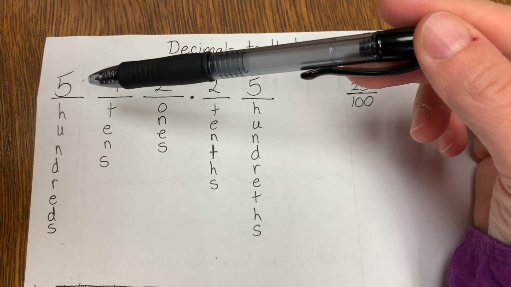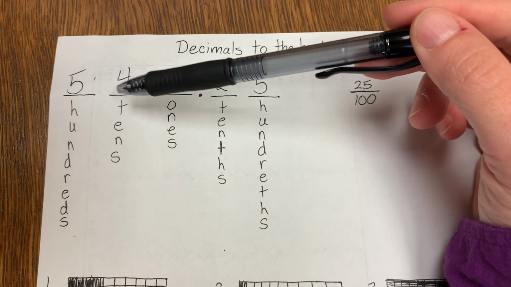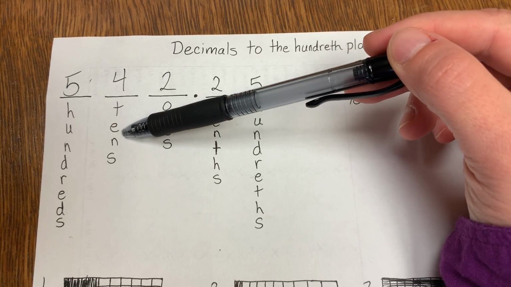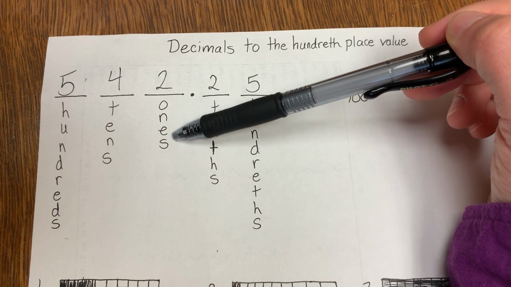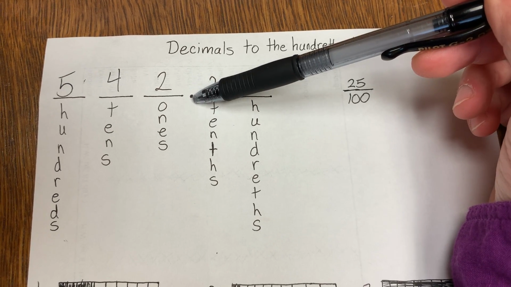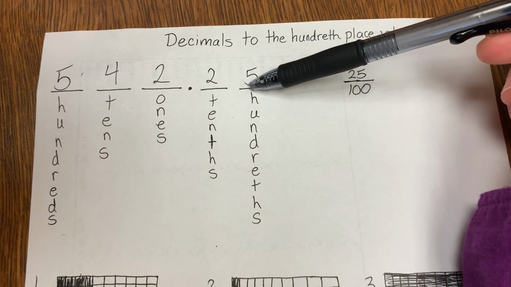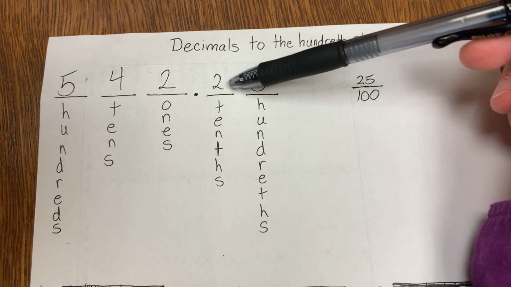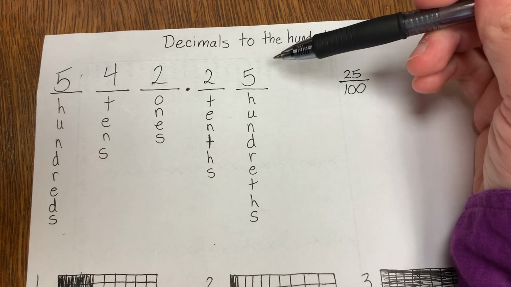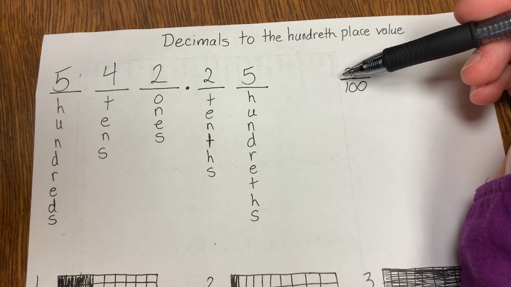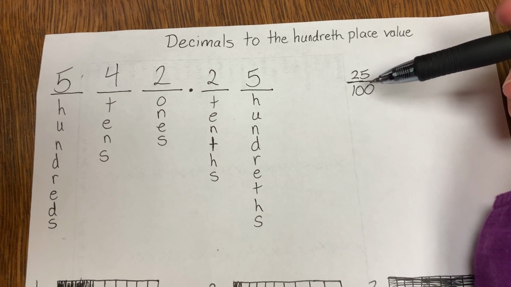542.25. Okay, so we know that this actually means, the 5 actually means 500, the 4 actually means 40 because it's in the tens place. This is a 2 in the ones place, and then behind the decimal point we have 25. So when you have two numbers behind the decimal point, that means it is in the 100th place, okay? So what this would look like is 25 over 100, okay?